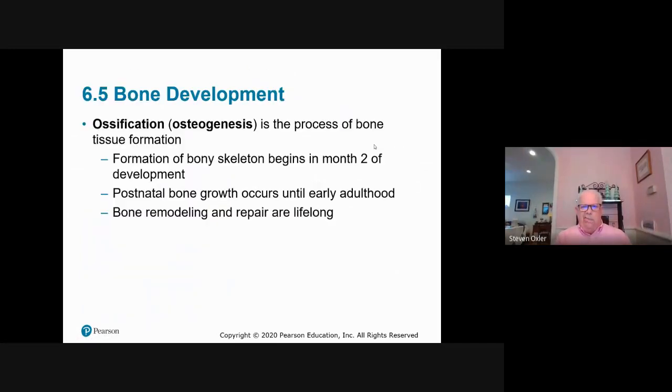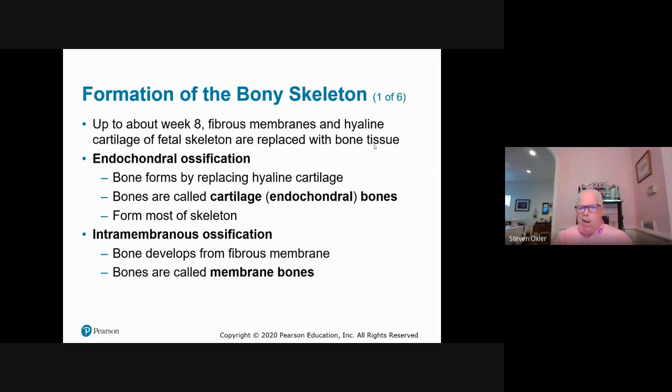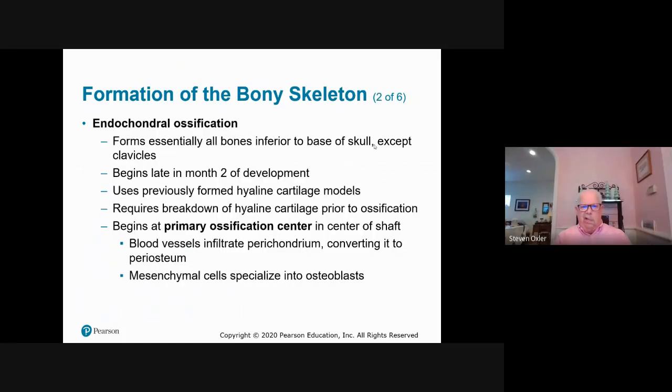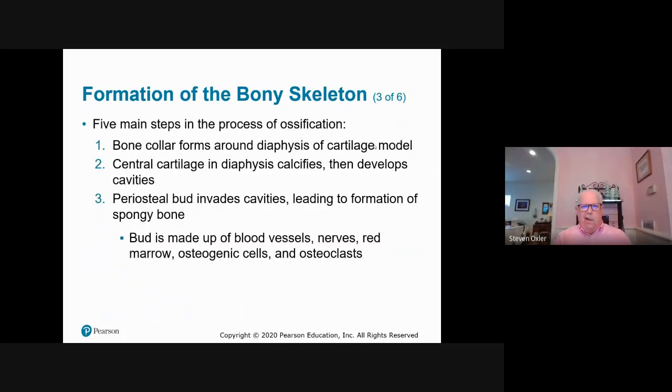Ossification is the process of making bone tissue. All right? I don't really want you to know the embryology of bone. That's not important. So I'm just going to run through this. I'm not going to ask you any questions on this. It's not important.